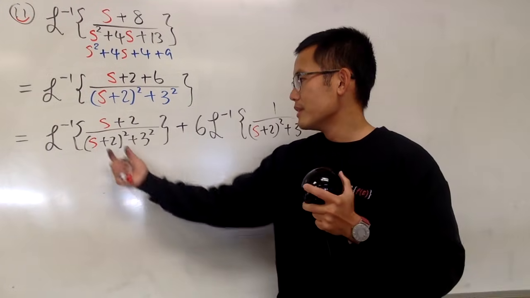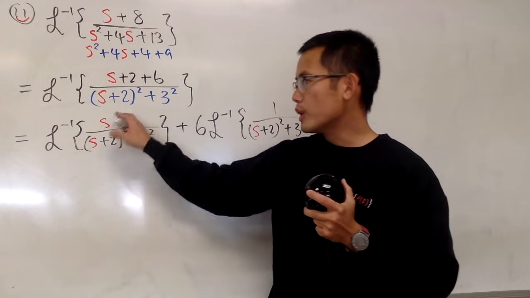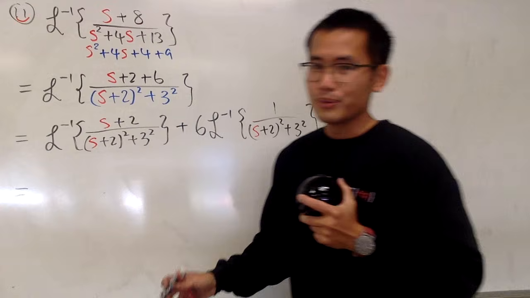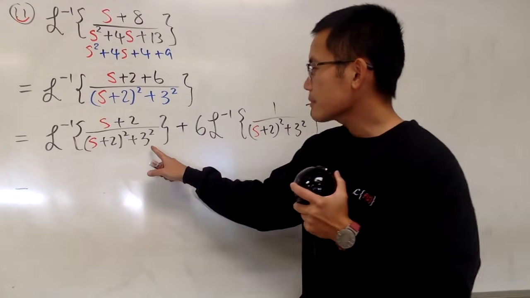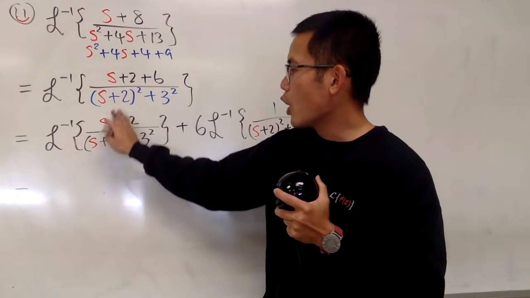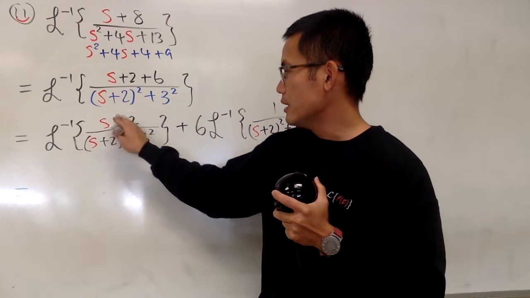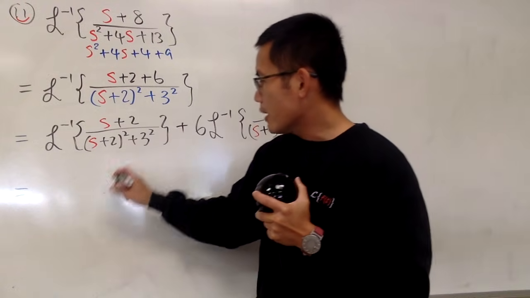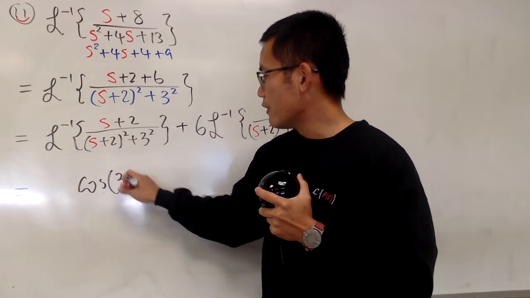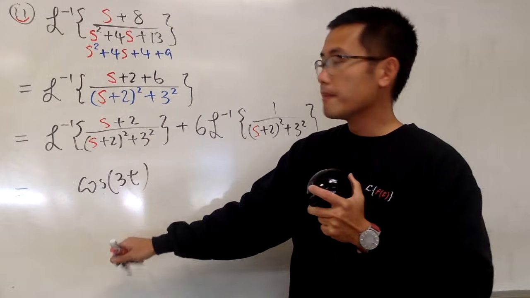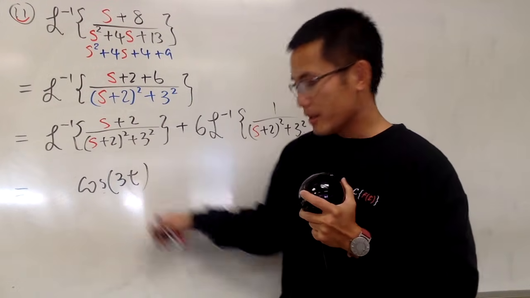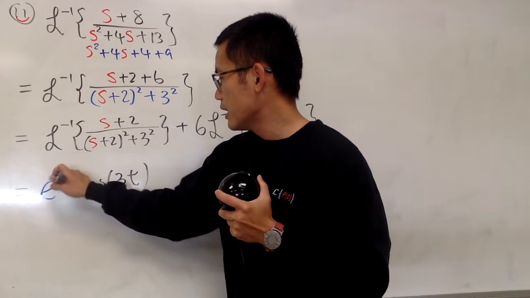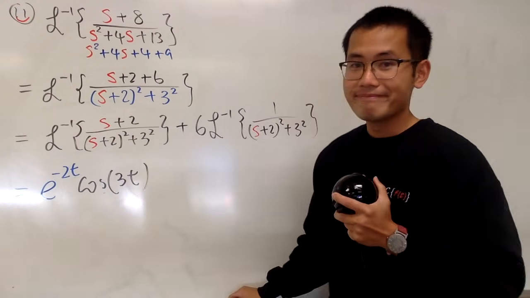Okay, remember, this is being shifted. Originally, it would be a cosine situation, right? But it's being shifted, so this is what we do. First, you see that this right here is going to be cosine of 3t, right? Imagine this and that as just an input, like maybe a bigger s. You will get cosine of 3t, but it's being shifted, and the a right here is negative 2. So you have to remember to multiply by e to the negative 2t, like that.